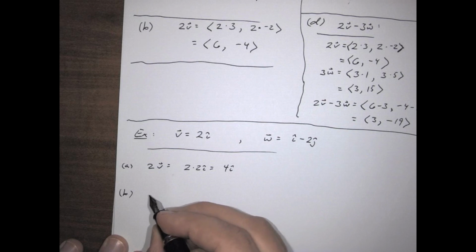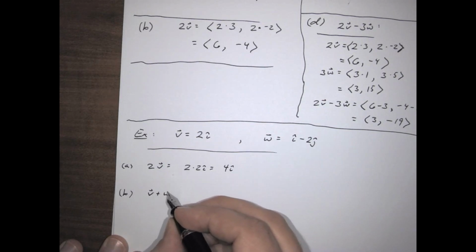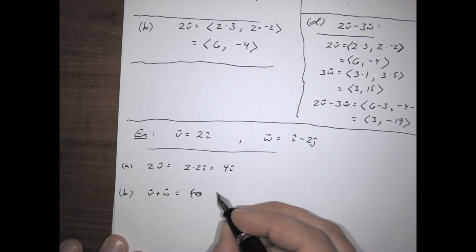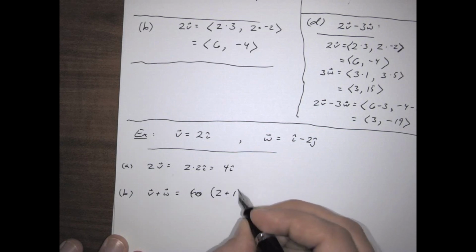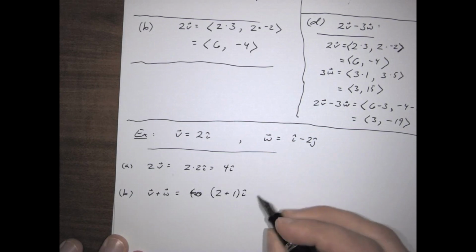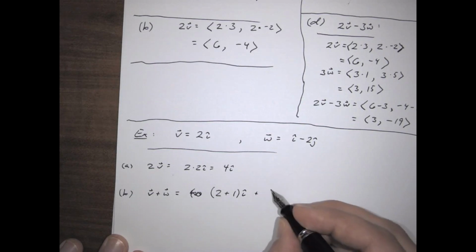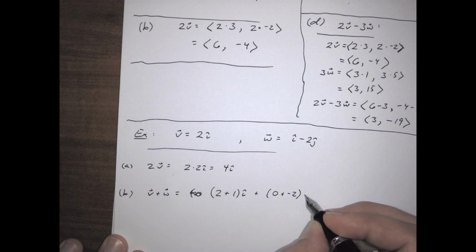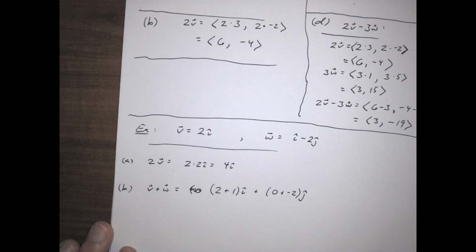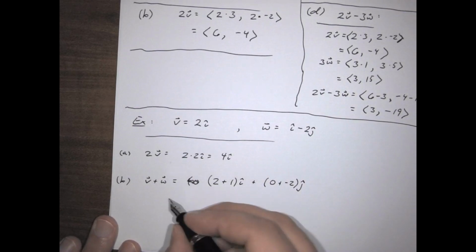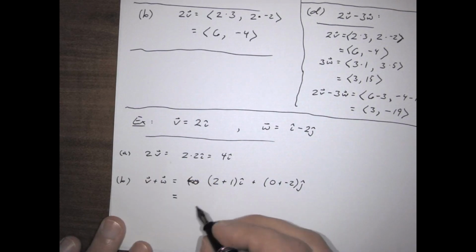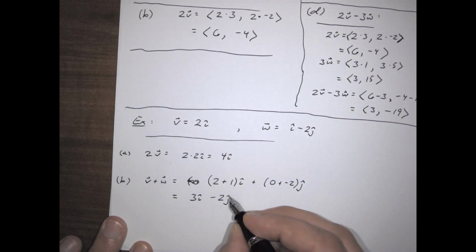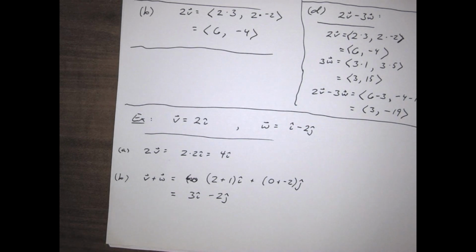Let's say I wanted to do v plus w. That would just be 2 plus 1 i, plus 0 plus negative 2 j. You can just take the coefficients and add them in usual algebra fashion. And that's how we would express it: 3i minus 2j.